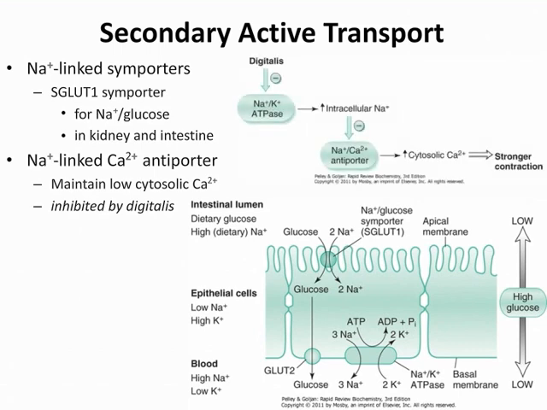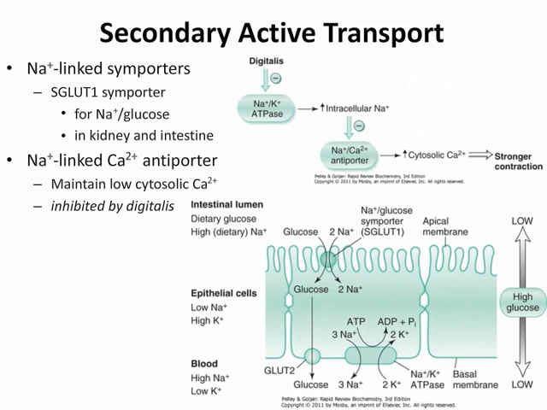So if you look at the very top right, it talks about digitalis. In the second bullet, it talks about the sodium-linked calcium antiporter. So the purpose of that antiporter is to maintain low systolic calcium, but it's inhibited by digitalis. So if you follow the pathway at the top, digitalis is a drug that inhibits, we learned from the last slide, it inhibits the sodium-potassium pump.